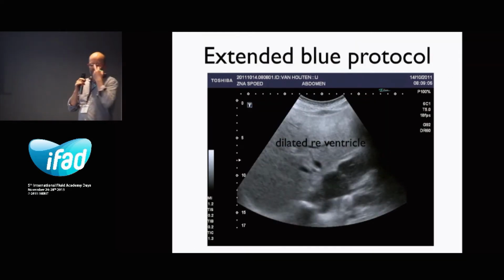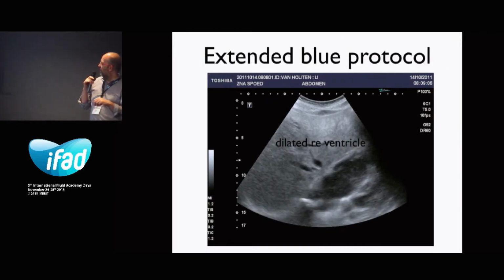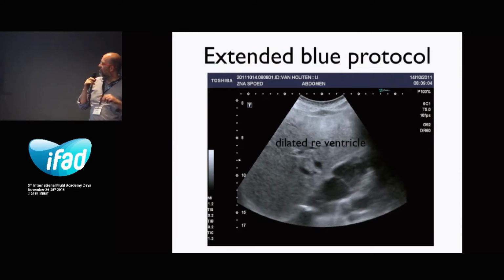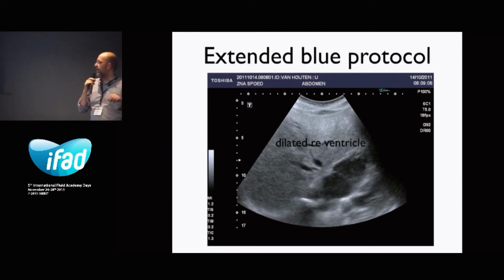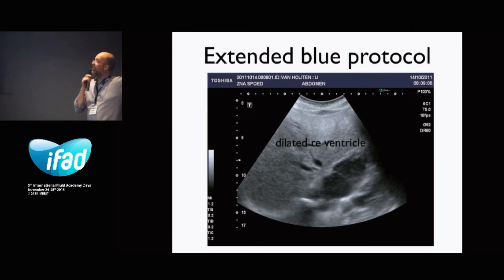And what I do then is the extended blue protocol. I also look to the heart, and it's not a perfect image, but I had a dilated right ventricle with some D shape. The left ventricle was rather flat, so it fits in with pulmonary embolism. So you can treat the patient without going to the CT scan.